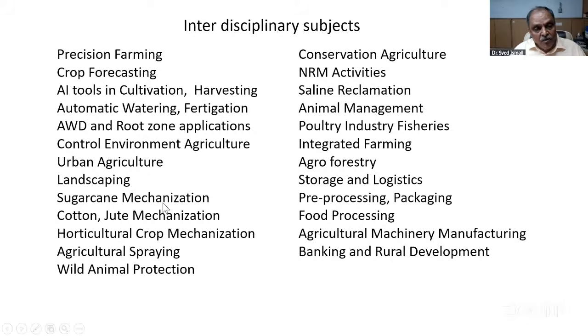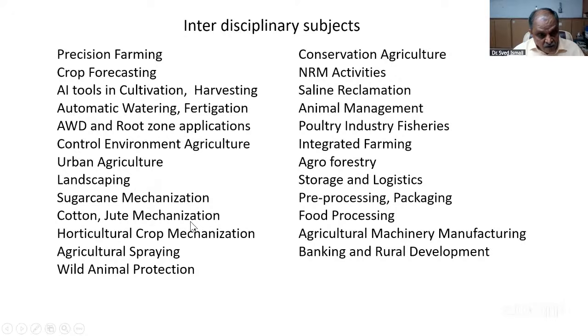For example, precision farming, crop forecasting, AI tools in cultivation, harvesting, automatic watering, fertigation. Also AWD, alternate wetting and drying, and root zone application. The youngsters may not be aware, but all these things are available already, time tested, but most of them are not yet implemented. Controlled environment agriculture, that is polyhouses, is partly successful, not much. Urban agriculture is another new one. Landscaping is very important, and missing.